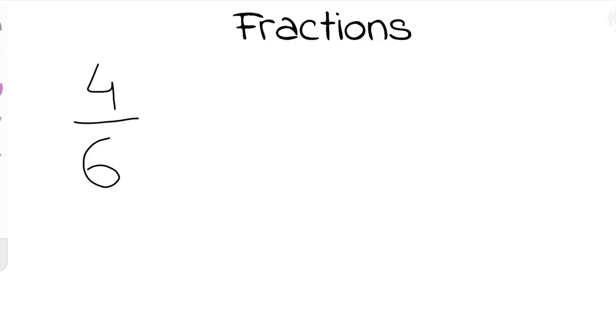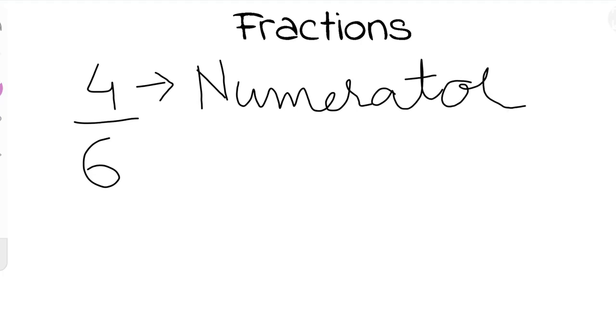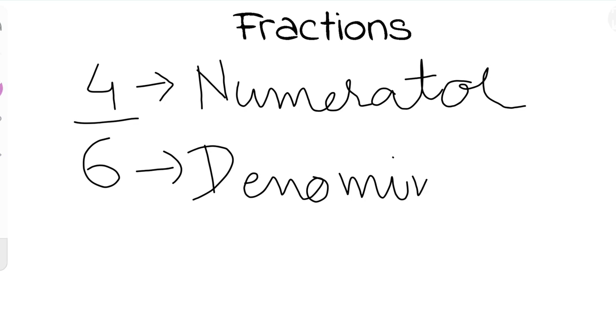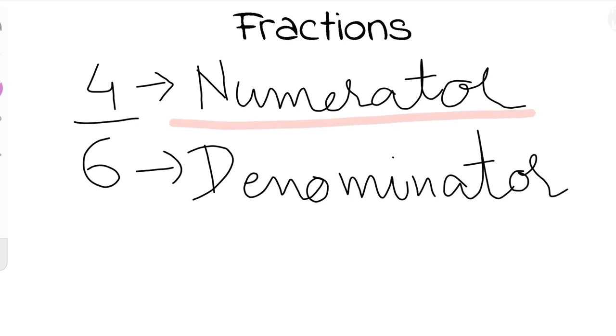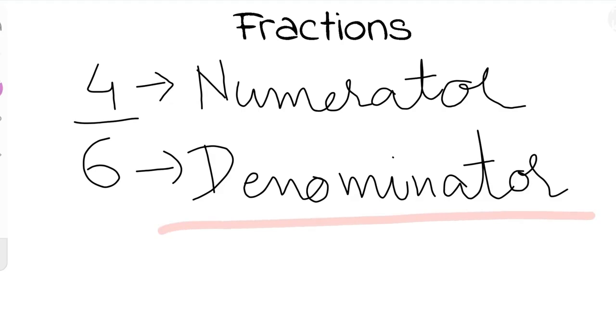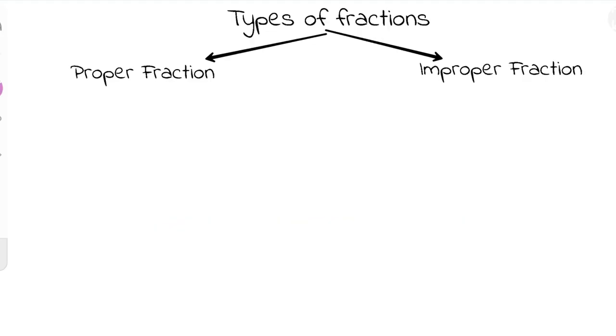Now, in fractions, the above number is known as numerator. And the below number is known as denominator. Okay, the above number is known as numerator and the below number is known as denominator. We have basically 2 types of fractions, proper fractions and improper fractions.